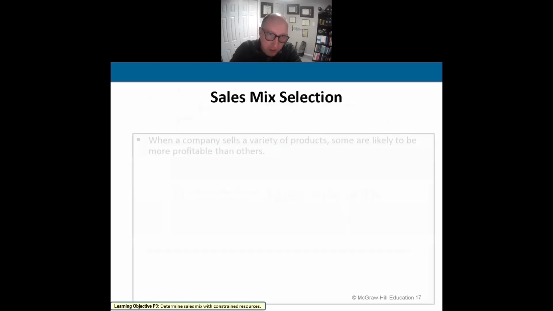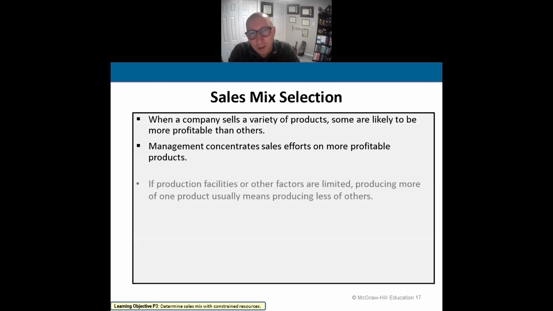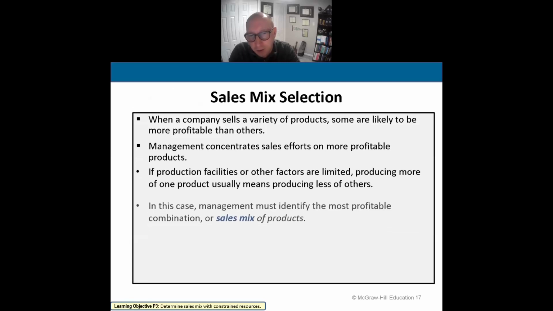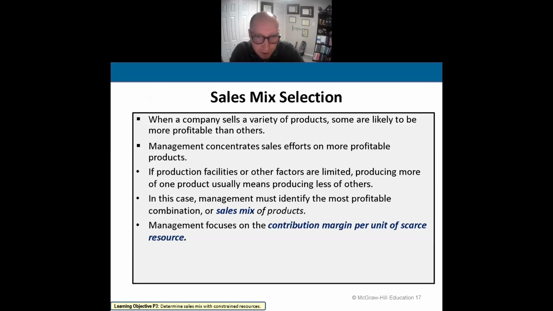Sales mix is another decision we make as managers to understand the products that we should be selling. We look at a combination of different products that we sell. Most companies sell more than one type of product. The sales mix helps us to identify products that are most profitable. So management focuses on selling products that yield the greatest contribution margin.